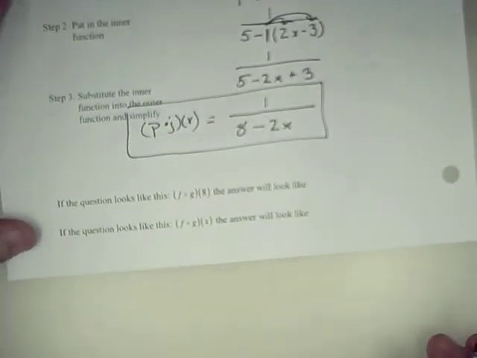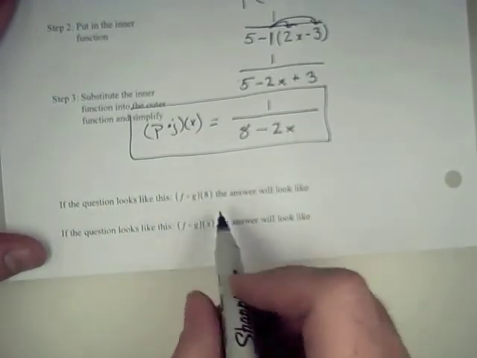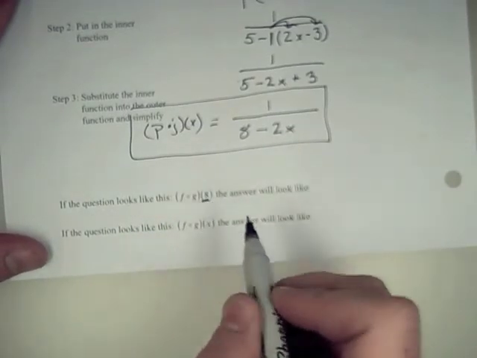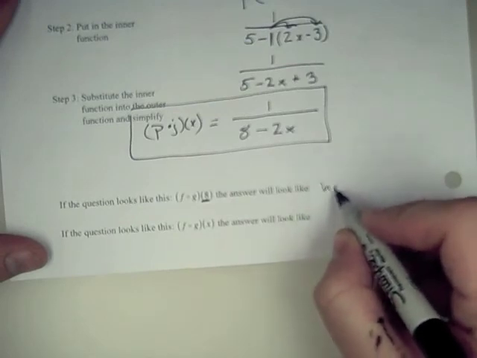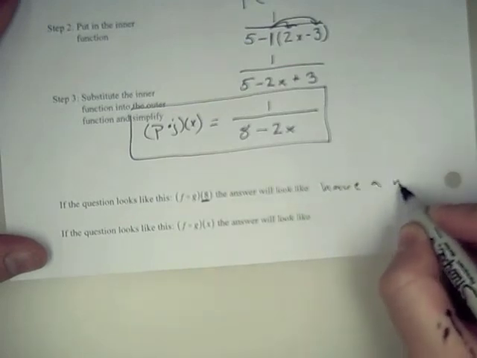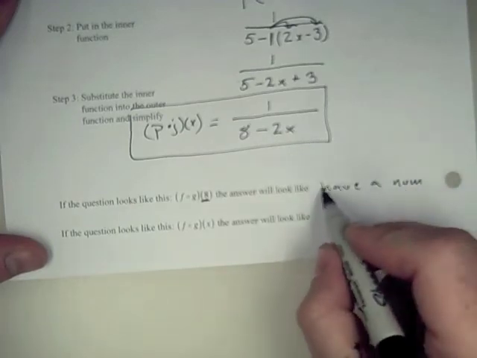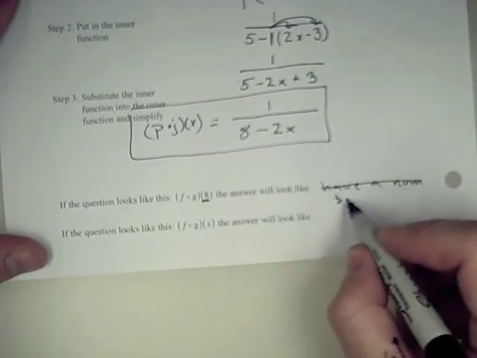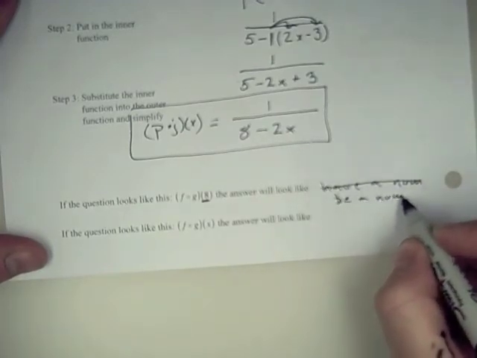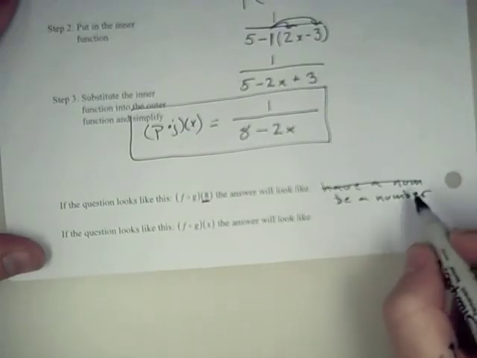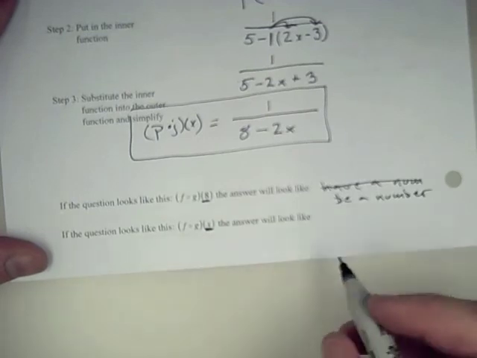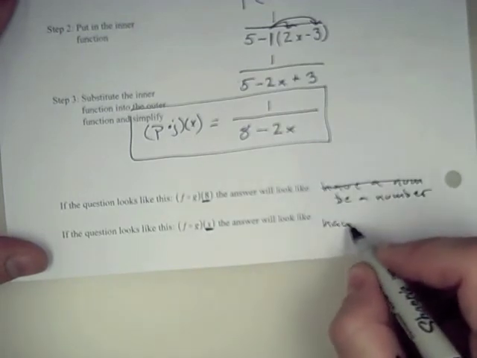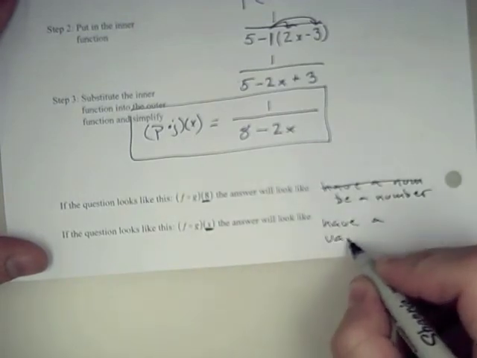As a little bit of a summary, you know that if the question looks like this, with a number in the composition, the answer will have a number. Or it will be a number. It'll just be a single number. However, if you have a variable like this, the answer will have a variable in it.